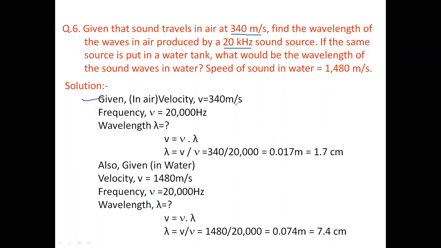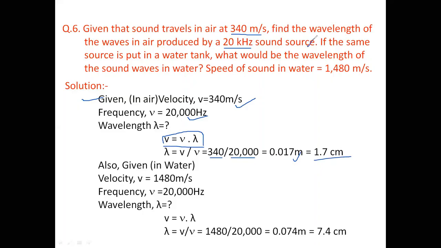Given that in air velocity of sound is 340 meter per second, frequency is 20,000 hertz, so we have to find out the wavelength. Formula हम लोग वही use करेंगे. Speed of sound is equal to frequency into lambda. So lambda is equal to speed of sound divided by frequency. Speed of sound is 340, frequency is 20,000 hertz. ठीक है, इसको कैलकुलेट करने के बाद हम लोगों को मिलेगा 0.017 मीटर और अगर इसको हम लोग सेंटीमीटर में कन्वर्ट करते हैं that is 1.7 सेंटीमीटर. ये तो हो गया फर्स्ट पार्ट ऑफ द क्वेश्चन.